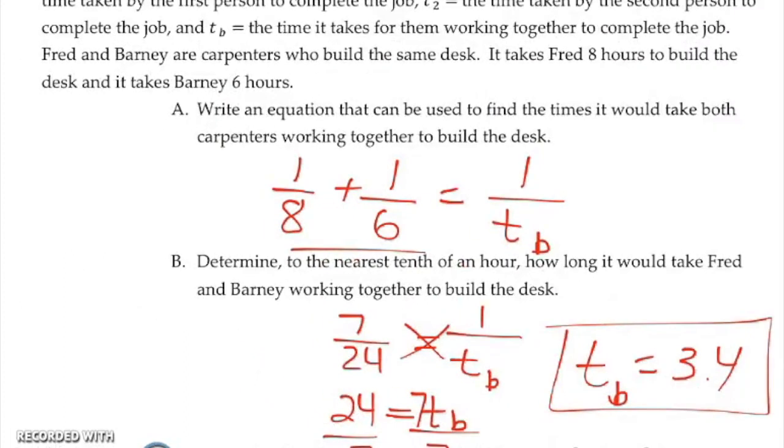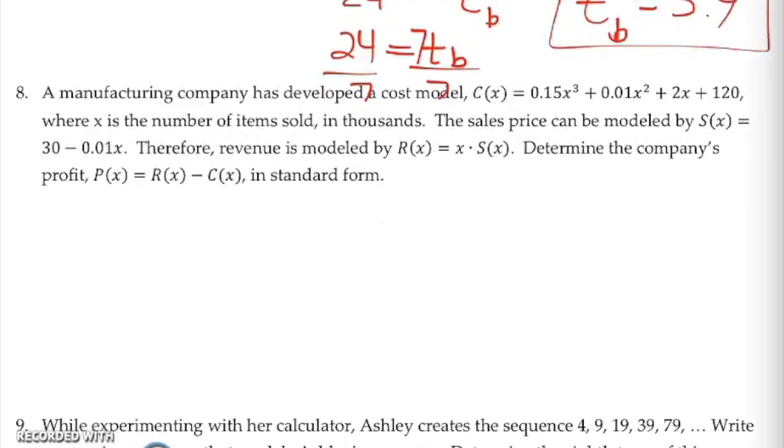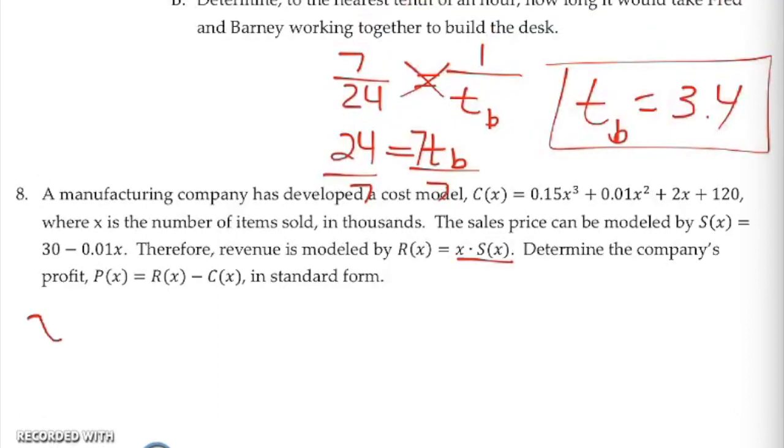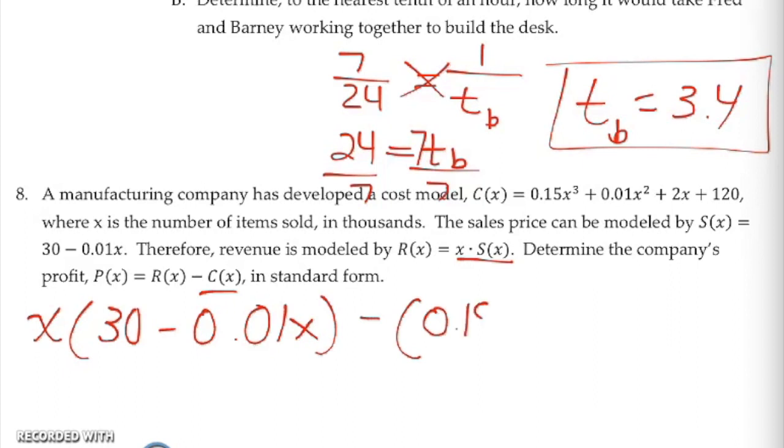Okay, let's look at the next one. This one looks really intimidating, but let's break this down. So a manufacturing company has developed a cost model, C of X, where X is the number of items sold in thousands. The sales price can be modeled by S of X, and revenue is R of X, which is X times S of X. Determine the company's profit, which is R minus C. So R here is X times S of X. So that's X times (30 minus 0.01x). And I'm going to subtract C, which is (0.15x cubed plus 0.01x squared plus 2x plus 120).